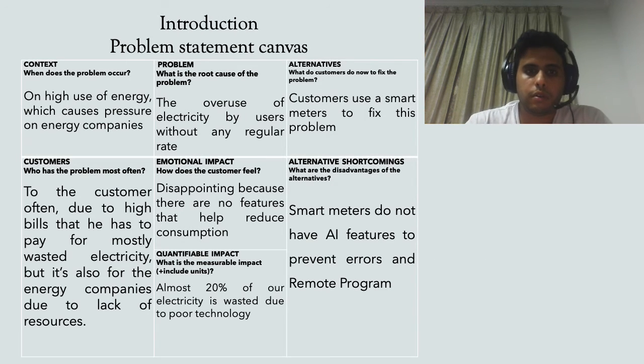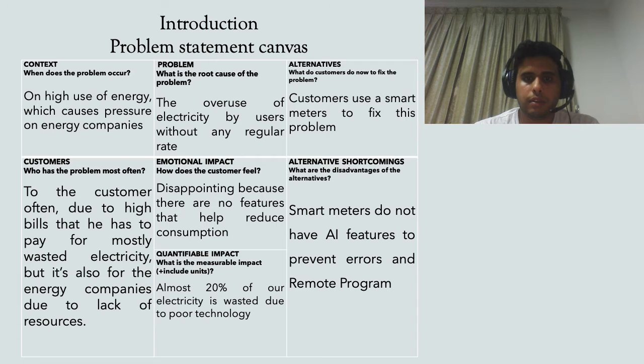The problem occurs on high use of energy, which causes pressure on energy companies due to the overuse of electricity by users without any regular rate. Those who have the problem most often are customers. High energy bills are not just for the customer, but also for the energy companies due to lack of resources. So the alternative for the problem is that customers use a smart meter to fix it.